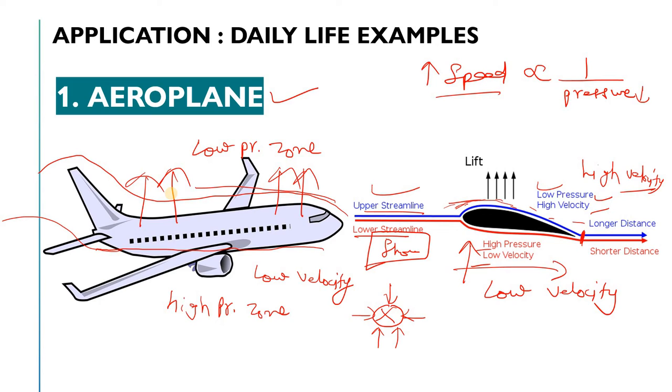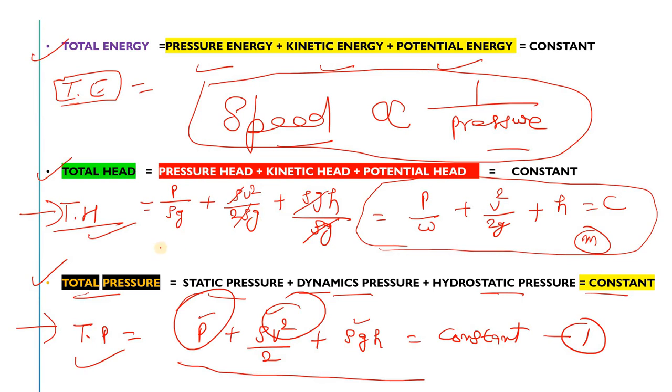Now you can ask one question: sir, how will this aeroplane take off? With the help of these wings, it adjusts the area, okay? And area plays a very, very important role here, and with the help of this the aeroplane takes off. Are you getting my point? So this is very, very simple, and please relate this with this one, okay?